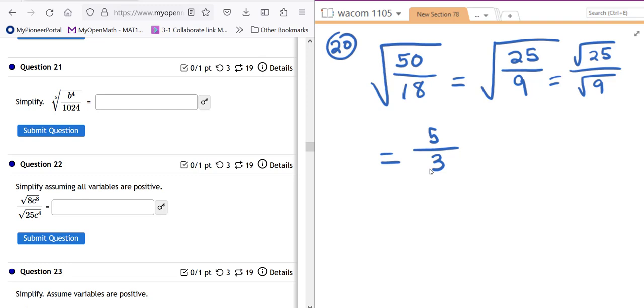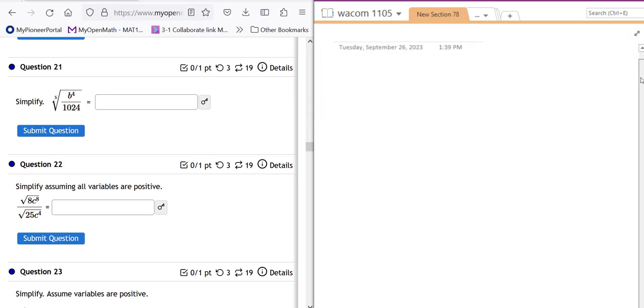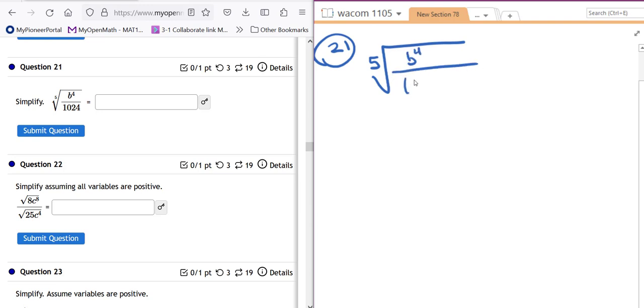All right, let's see, 21. This is a 5th root of b to the 4th over 1024. Right, number 1, they have nothing in common. So we would go ahead and break it. You can't simplify on the numerator. The 4 and the 5 have nothing in common. Also, 4 is smaller than 5, so you can't divide and make it smaller.